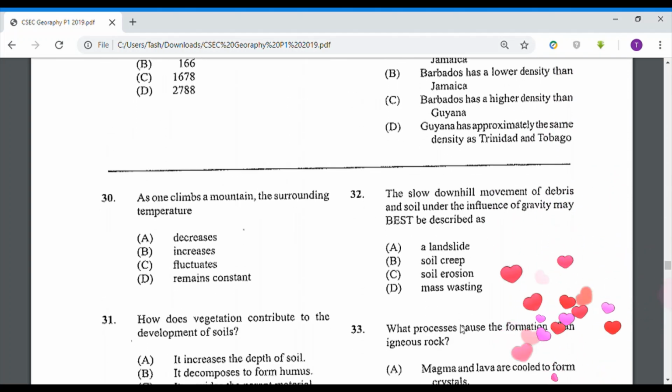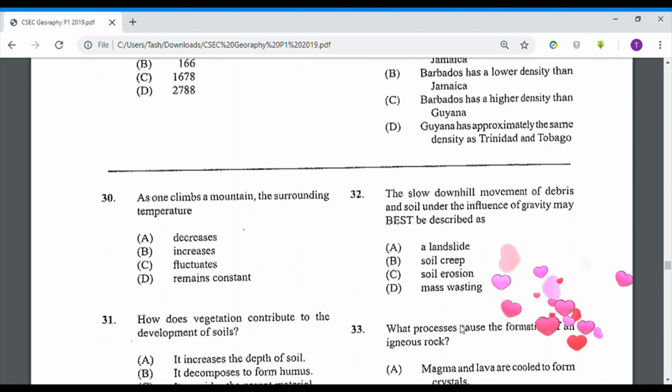Number 30. As one climbs a mountain, the surrounding temperature decreases. The further up you go, the cooler it gets. So that means the temperature would have decreased. So for number 30, that would have been letter A.